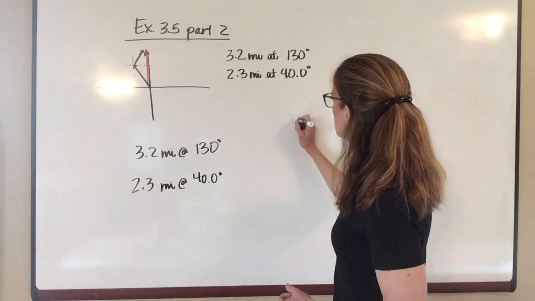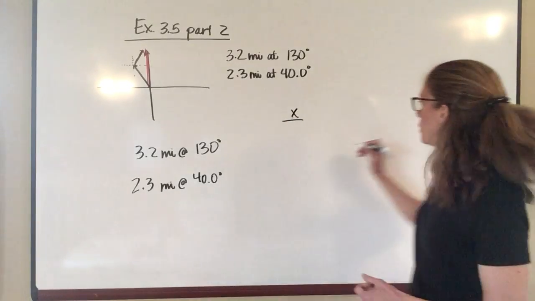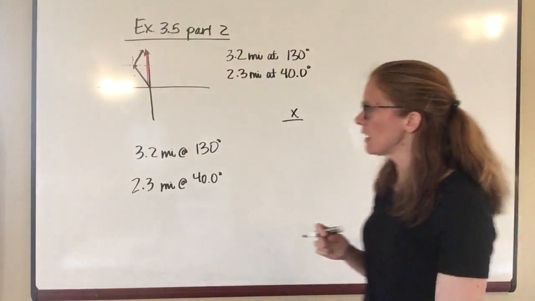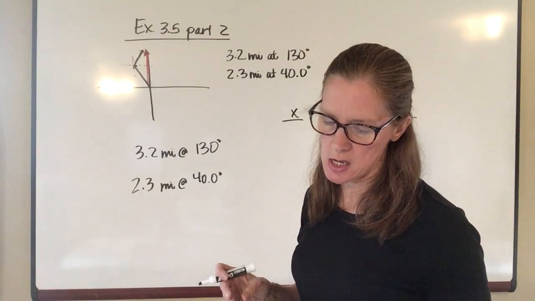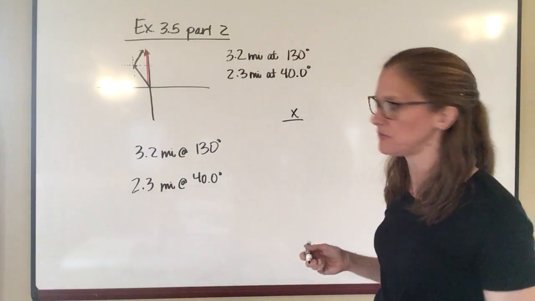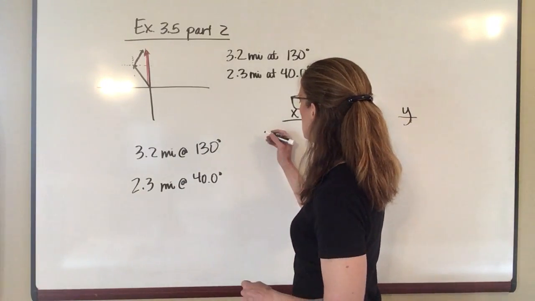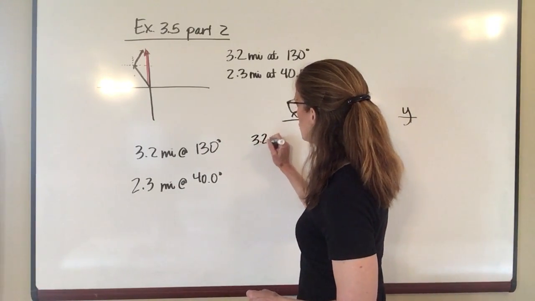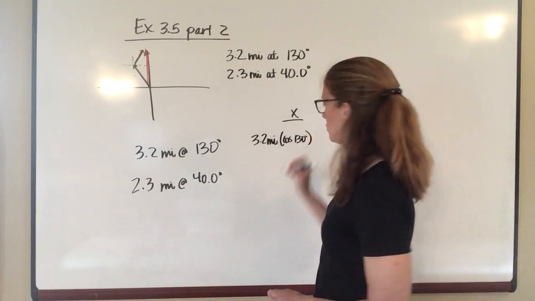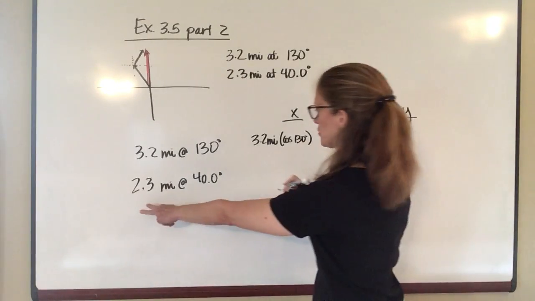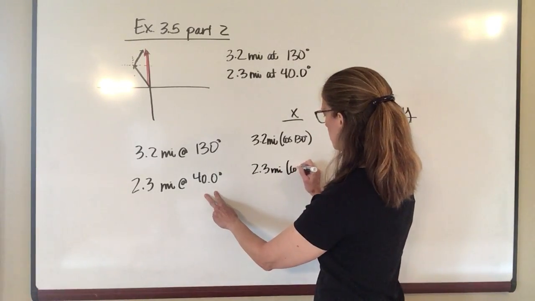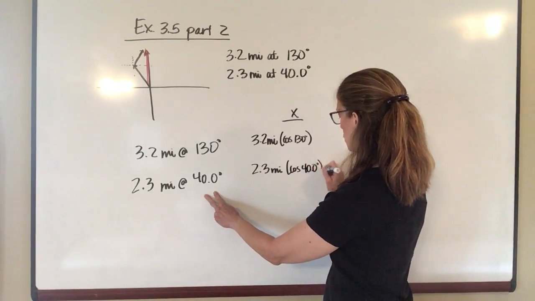What I'm going to do is calculate this. So I'm going to put my x component here, and I'm going to put my y component over here. I'm going to almost make a table. So we learned the other day that to find the x component, you need to take the cosine of the angle. So this is going to be 3.2 miles times the cosine of 130. And this one is going to be 2.3 miles times the cosine of 40 degrees.